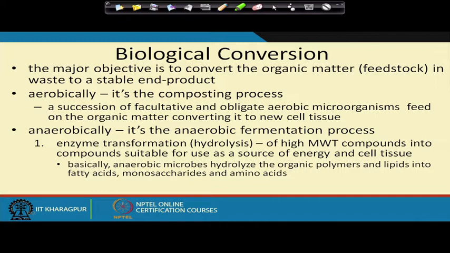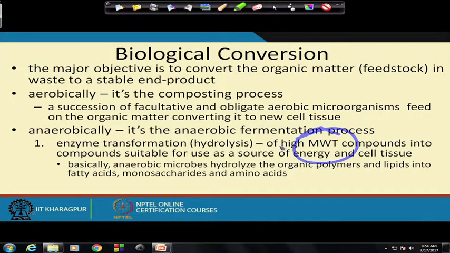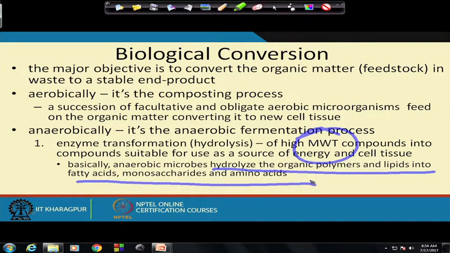Anaerobically, it is the fermentation process, where an enzyme transformation, a hydrolysis, takes place. The high molecular weight compound is converted into a compound suitable for use as a source of energy and cell tissue. This high molecular weight compound is broken down by a set of bacteria into smaller chain compounds. Basically, anaerobic microbes hydrolyze the organic polymers and lipids into fatty acids, monosaccharides and amino acids. They convert these into a relatively simple form, where the microorganisms can have access to it, use it as a food source and degrade it even further.